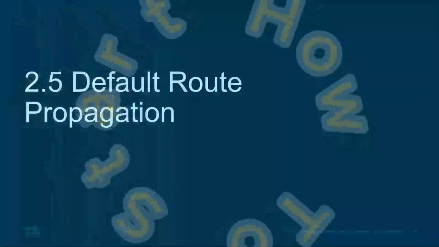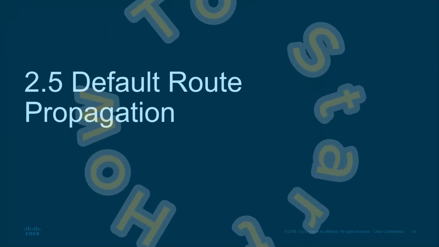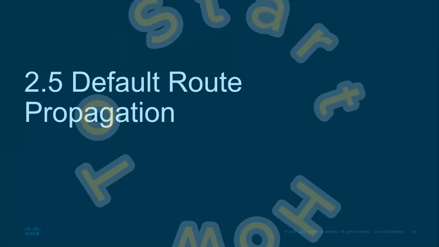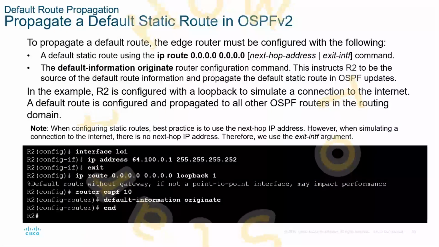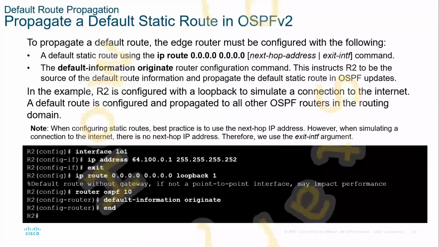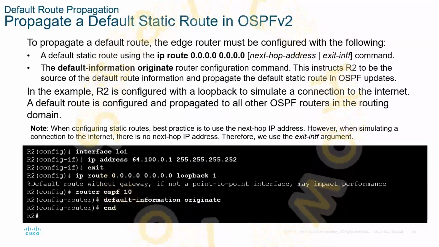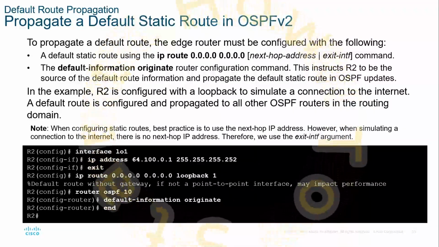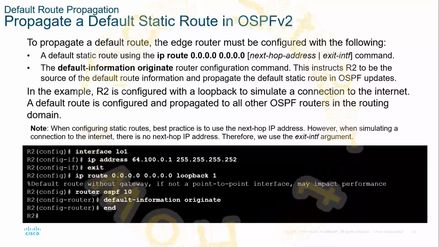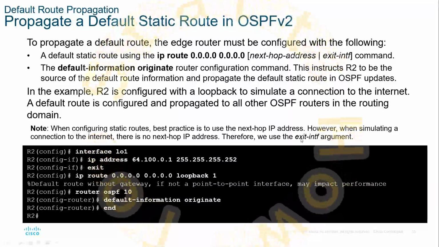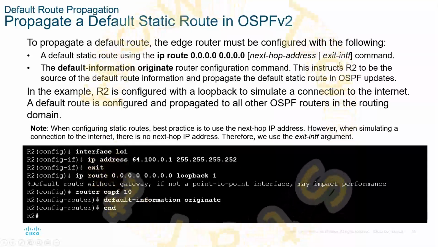So going on, we have section 2.5, the default route propagation. This is basically how to propagate a default route from one router to everyone else. So if we have a default route, for example, we set an ip route for 0.0.0.0 0.0.0.0, and we send it out loopback 1. How do we propagate that route to everyone else? In OSPF, we have a command called default-information originate. That will allow us the propagation of the default routes. Again, the ip route should be quad zeros, space quad zeros, and the next hop or the exit interface.